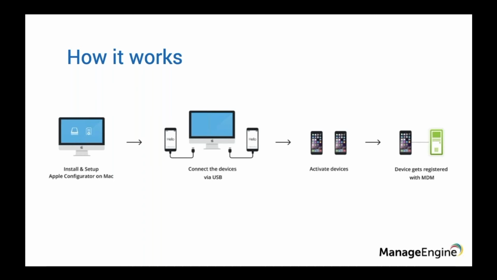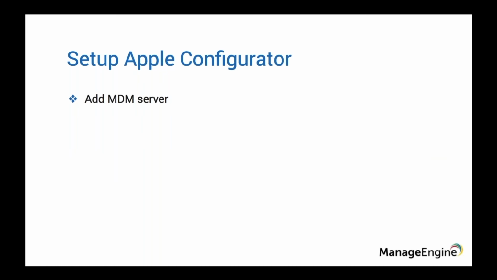Now, what are the steps that are involved in setting up Apple Configurator? It has mainly two steps. First of which is you need to add the MDM server. This is for the device to contact the relevant MDM server on device activation and enroll itself. The second step is to configure iOS Setup Assistant. The iOS Setup Assistant lets you skip either a few or all of the initial setup steps that are shown when the device is booted up for the first time.